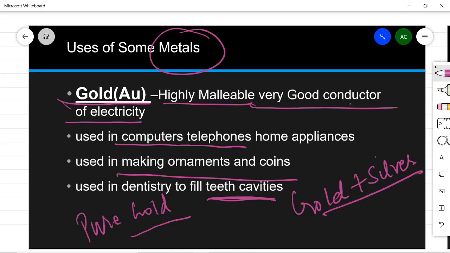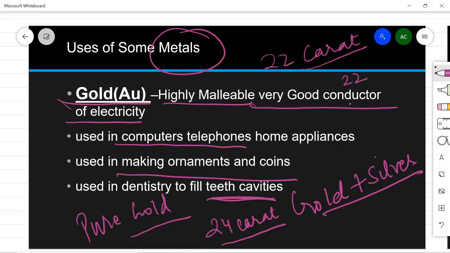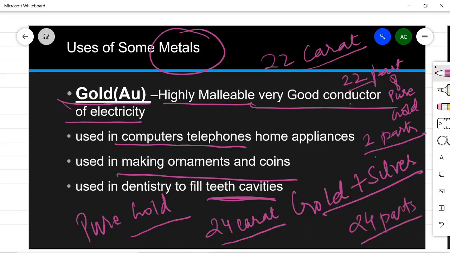Okay. So, 100% pure gold is 24 carat. If I say 24 carat, that means it is 100% pure gold, but in India 22 carat jewelry is used. And what does this 22 carat mean? It means 22 parts of gold, that is pure gold, and 2 parts of silver or copper. 2 parts of silver or copper are mixed to make it 24 parts, and this is used for making jewelry.